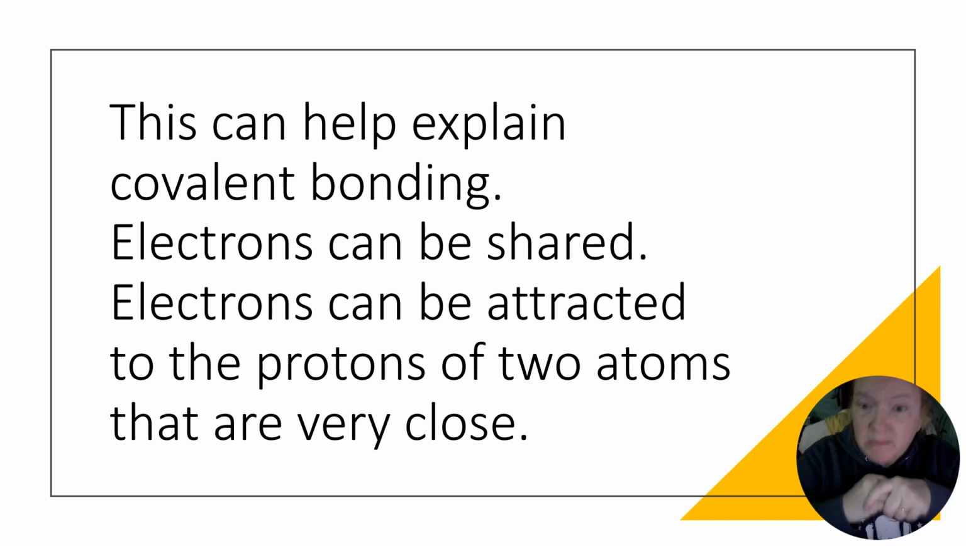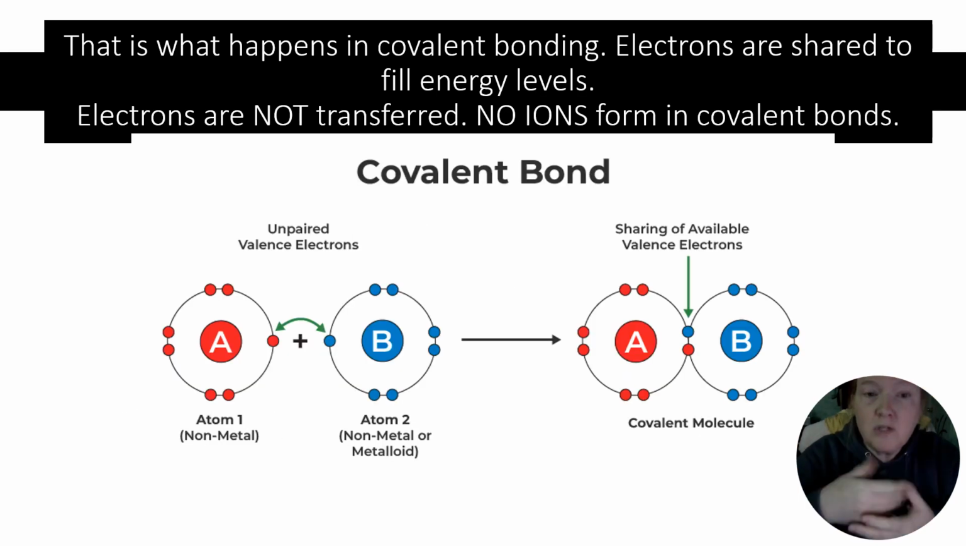These concepts can help explain covalent bonding. Electrons can be shared. Why? Because electrons can literally be attracted to the protons of two atoms that are very close. So when they get close enough to bond, those electrons can be shared. So this is what happens in covalent bonding. Electrons are shared to fill those energy levels. The electrons are not transferred. There are no ions formed. Ions form in salts with ionic bonding. In covalent bonding, since the electrons are shared, there are no ions formed, okay?